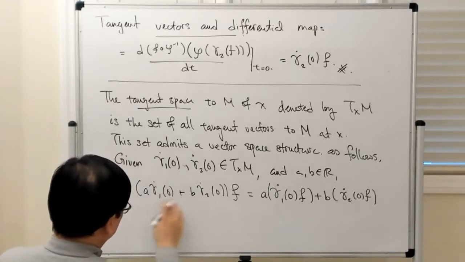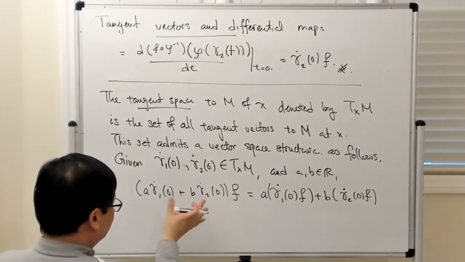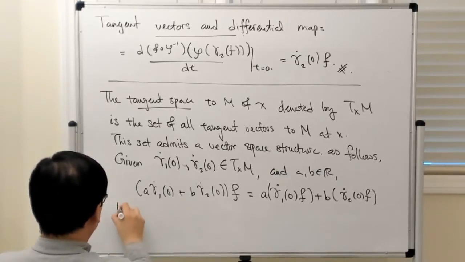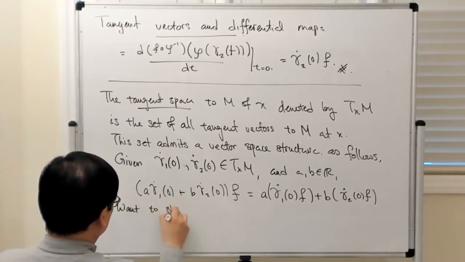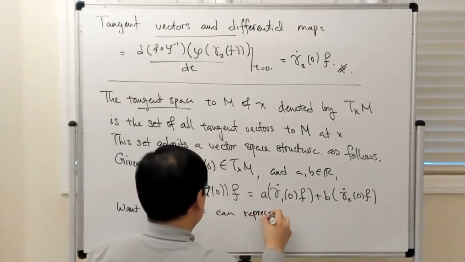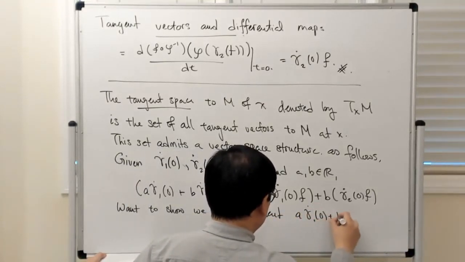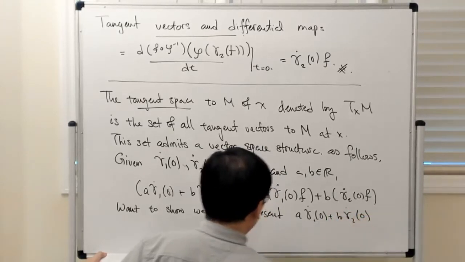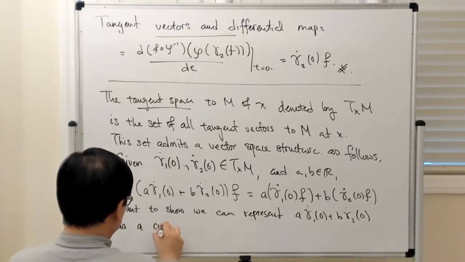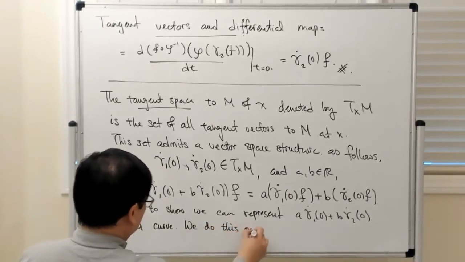Then you have to show that you can realize this formal linear combination of two abstract tangent vectors as again a curve. So we want to show we can represent a gamma 1 dot 0 plus b gamma 2 dot 0 as a curve, and we do this on a coordinate chart.